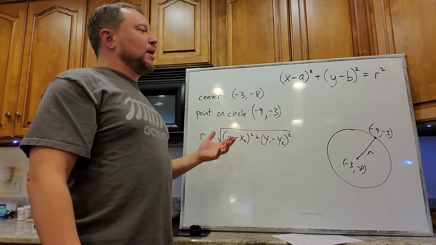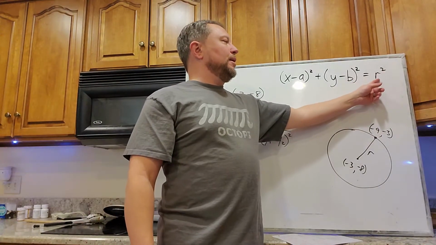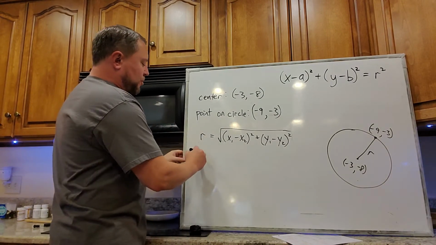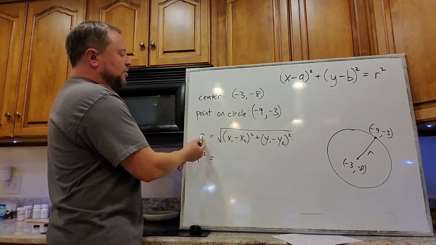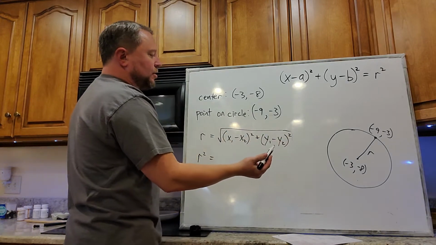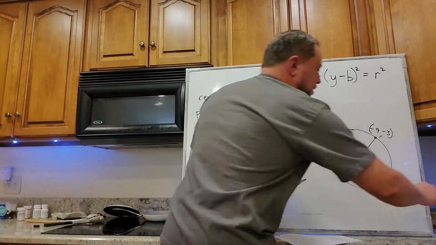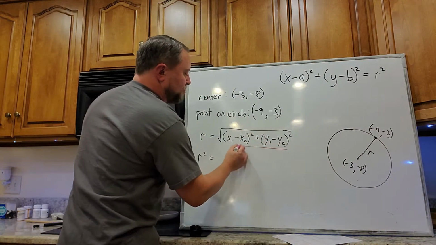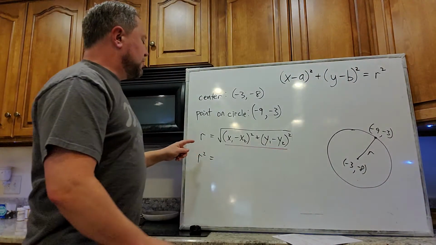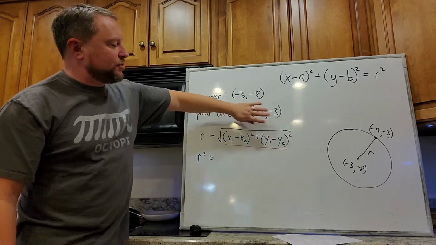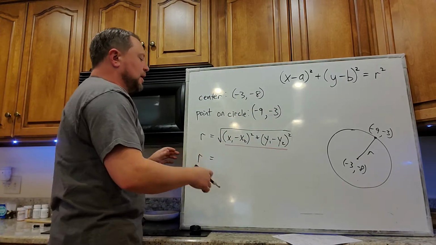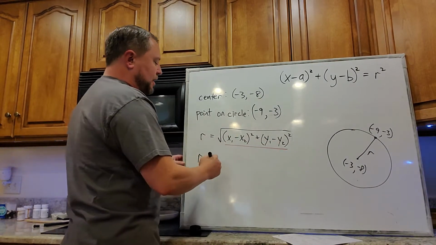In fact, in the end, what I really want is r squared. So if I want to know r squared, if I square this side, I'd be squaring this one as well, and what it's going to do is get rid of the whole square root part. So really what we want to know is this value underneath the square root right there. Because if I square this side and I square this side, the square root would be gone.